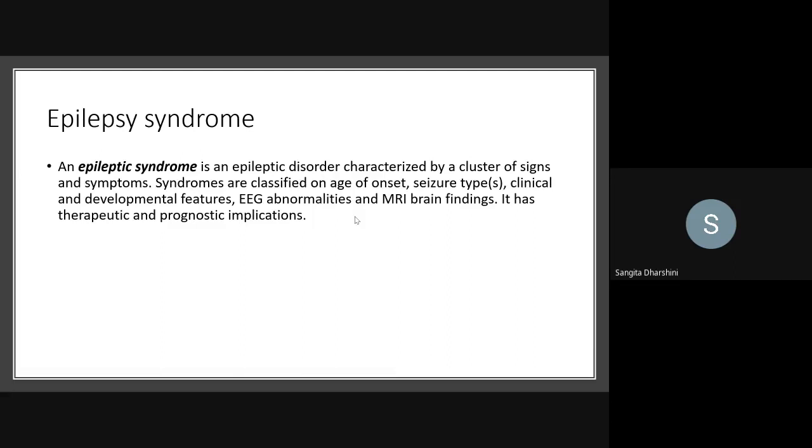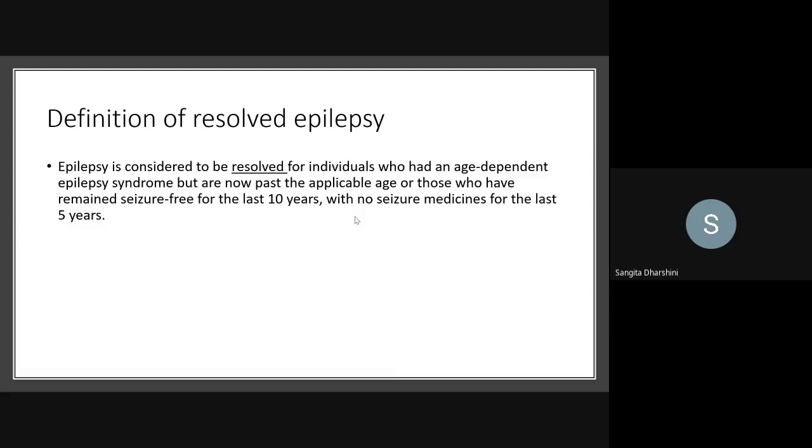So what's the definition of resolved epilepsy? Epilepsy is considered to be resolved, that means you're done with it, in individuals who have passed the applicable age for the epilepsy syndrome, which is different for different epilepsy syndromes, and the child has remained seizure-free for the last 10 years with no seizure medications for the last 5 years. Hence, I tell my patients, after stopping your medications, first year no seizure, second year no seizure, it's a good sign, but we still wait until 5 years no seizure after stopping medicine to say that your epilepsy is resolved.